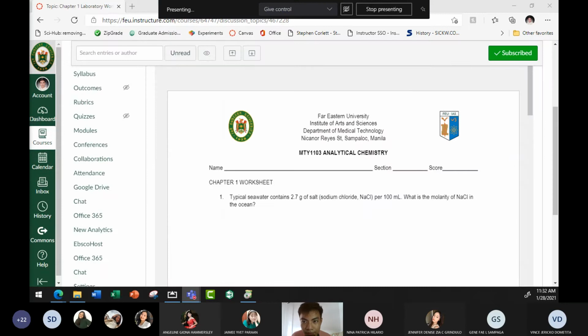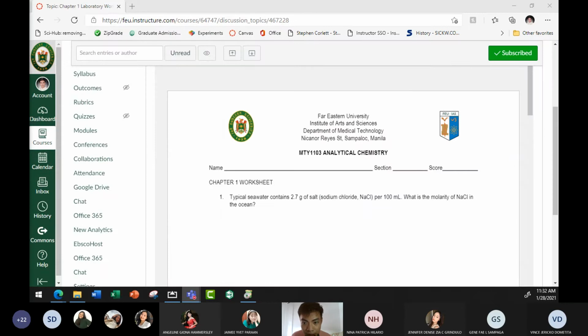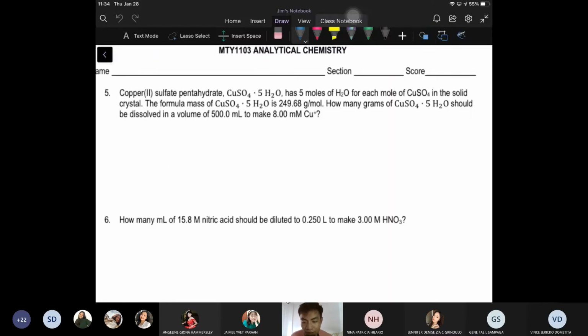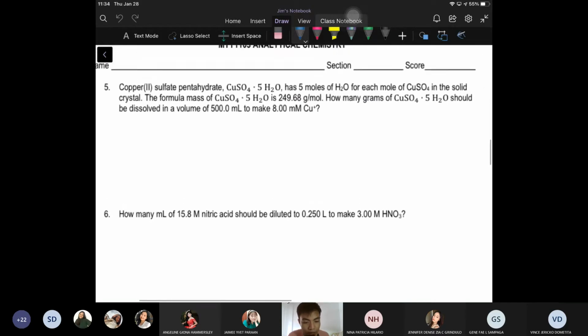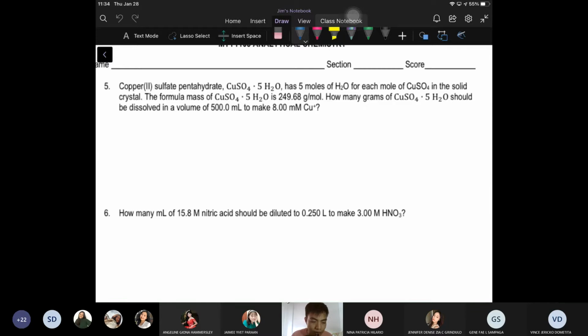So, let's have the next problem. Okay? So, this is the next problem. This is about preparing solutions naman. Itong 5 sa inyo ko na ibibigay yan, ha? Parang similar yan sa question sa PowerPoint natin na yung barium chloride dihydrate. Okay? So, ganun din yung idea sa 5.